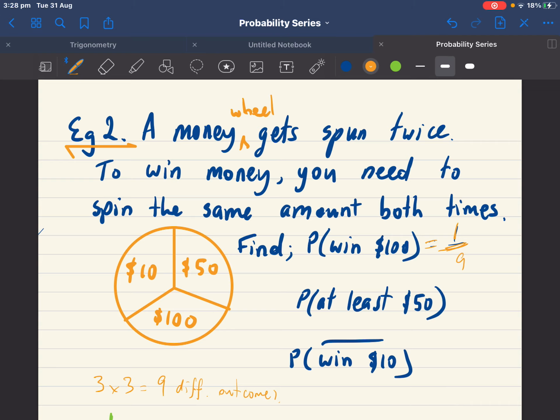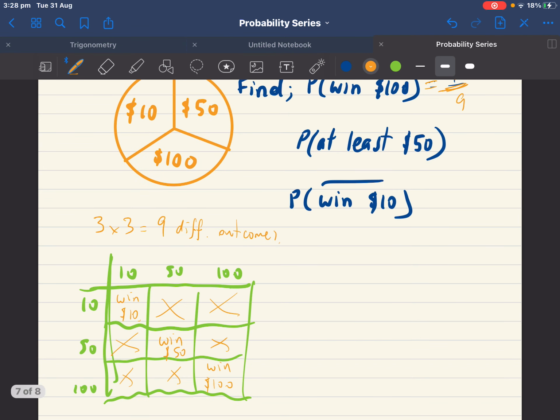The next one, what's the probability you win at least $50? Well, in this case, how many different ways could we win $50? There was 2 out of a total of 9. So it's 2 out of a total of 9. That's that probability, right? See how simple they are once you have the sample space.